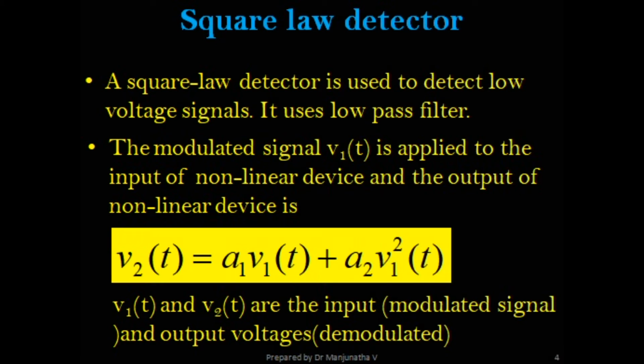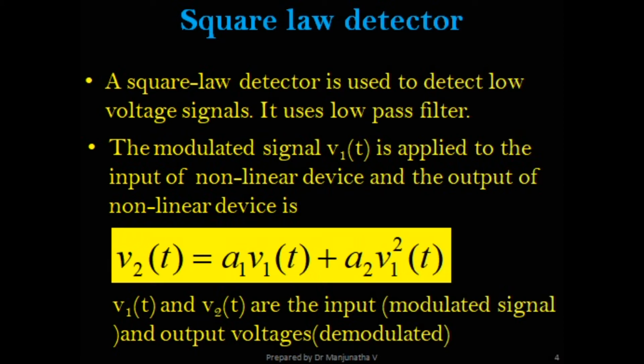A square law detector is used to detect low voltage signals. It uses a low pass filter. The modulated signal V1(t) is applied to the input of the nonlinear device, that is the diode, and the output of that diode is V2(t) = A1 V1(t) + A2 V1²(t).